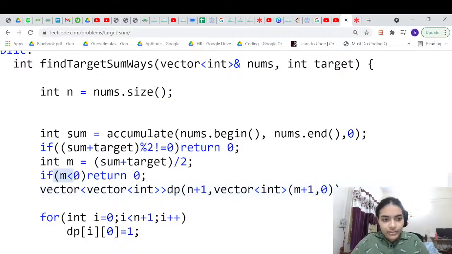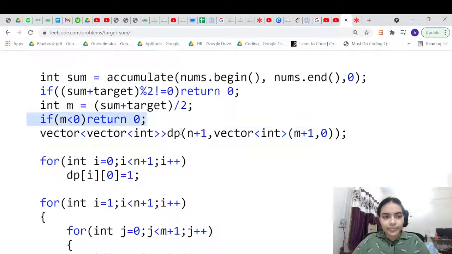And then we'll also check that m should not be negative. There are some test cases where sum plus target by 2 becomes negative, because target they can give anything. Sum is something which you are calculating, that will not be negative, but the target they can give anything, just to check this edge case. You don't want to search negative indices of the array. It will go out of bounds and give an error.